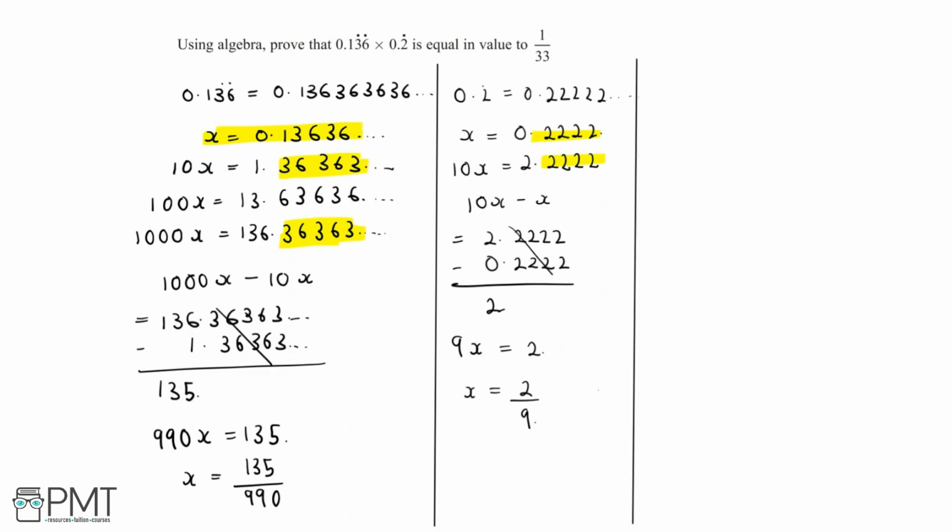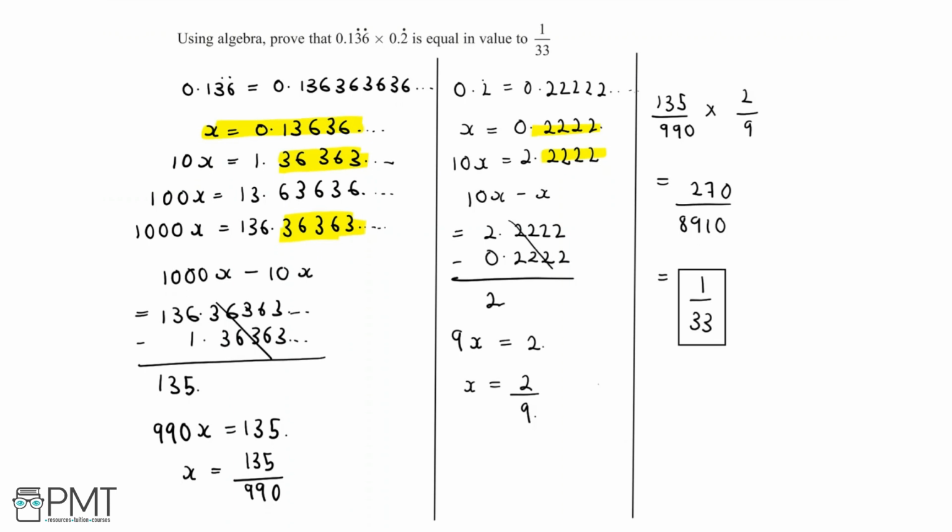Now the final step in this question is to multiply 0.136 recurring by 0.2 recurring, and to get a value of 1 over 33. So we can do 135 over 990 multiplied by 2 over 9. And so we can multiply the numerators and multiply the denominators, and we end up with 270 divided by 8,910. And if we put this into our calculator, we can see that this simplifies to 1 over 33. And so we've now proven that 0.136 recurring multiplied by 0.2 recurring is equal in value to 1 over 33.